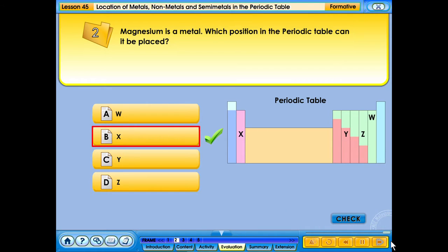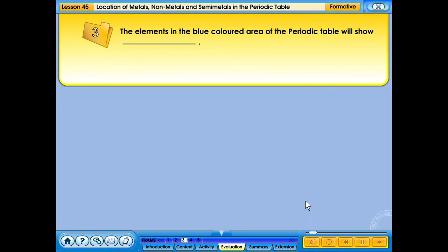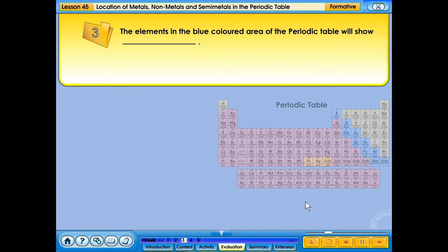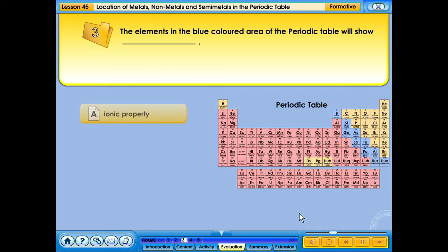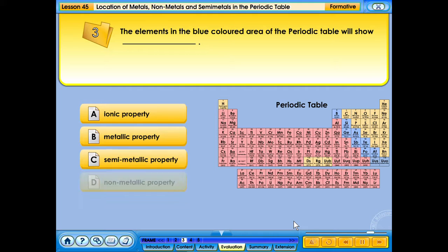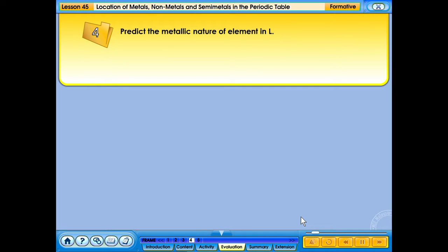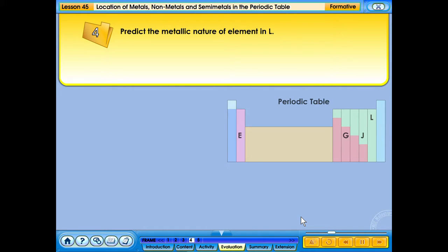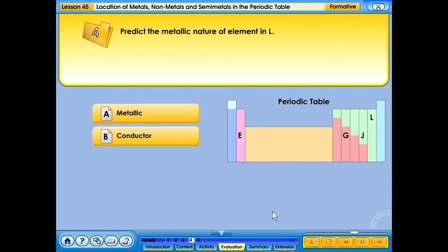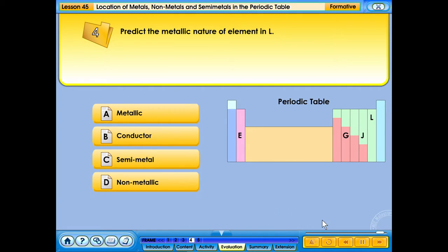Your answer is correct. The elements in the blue-colored area of the periodic table will show A. Ionic property, B. Metallic property, C. Semi-metallic property, D. Non-metallic property. Your answer is correct. Predict the metallic nature of element in L. A. Metallic, B. Conductor, C. Semimetal, D. Non-metallic.